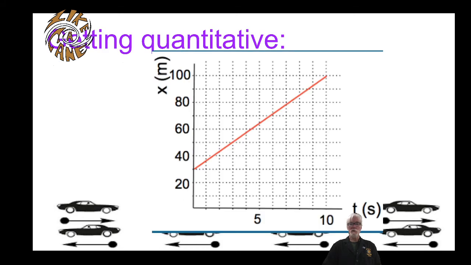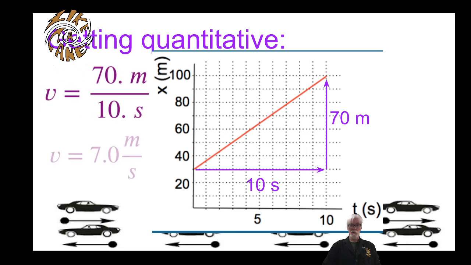To make the graphs quantitatively accurate, you'll have to actually determine the slope. So let's try a couple of examples. This graph shows an object that starts at a position of 30 meters, and it moves to a position of 100 meters in 10 seconds. So this makes the slope easy to calculate. The change in position, which is the displacement, is 70 meters. The change in time is 10 seconds. So the velocity is the ratio of those two, and that works out to 7 meters for every second. It's a positive velocity and it's constant.